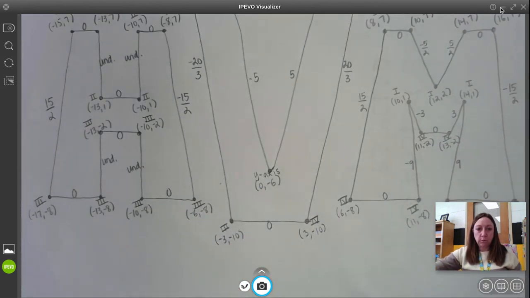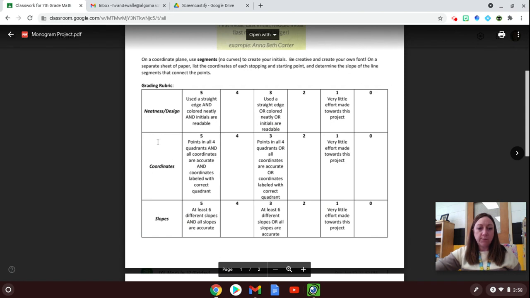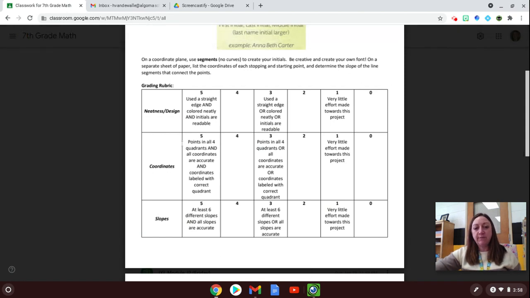Okay, looking at the rubric, the second part is coordinates. So you need to have points in all 4 quadrants on the grid. The coordinates should be accurate, and you should have them labeled with the correct quadrant to get all 5 points.